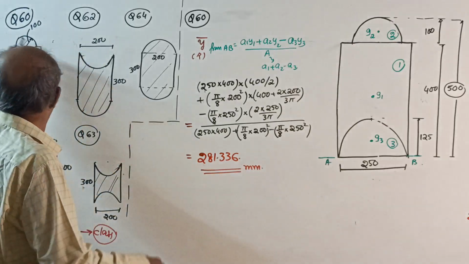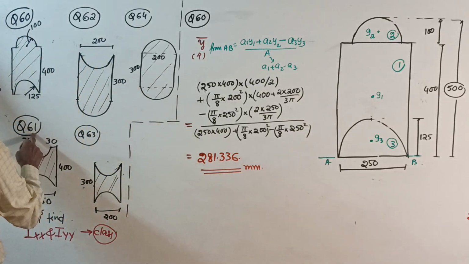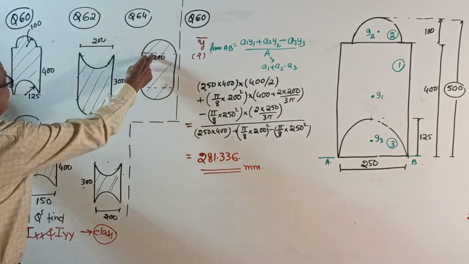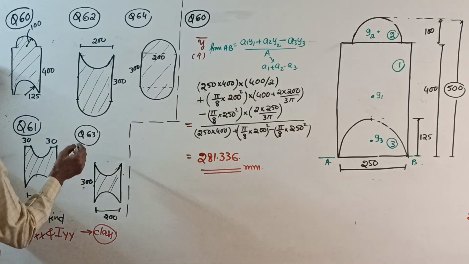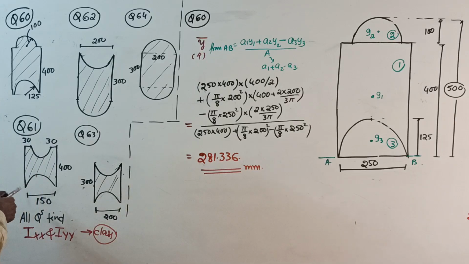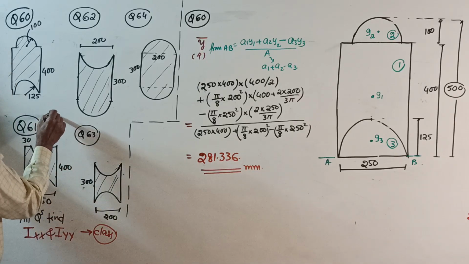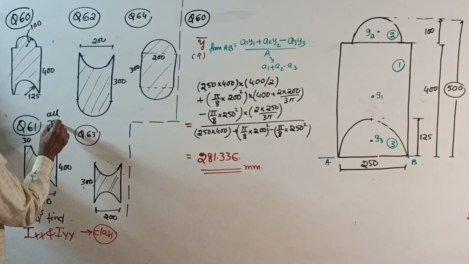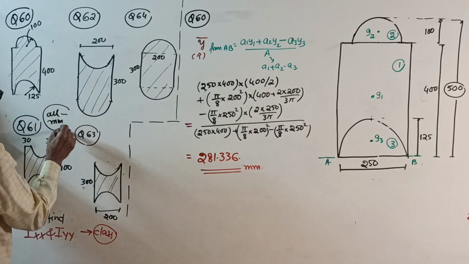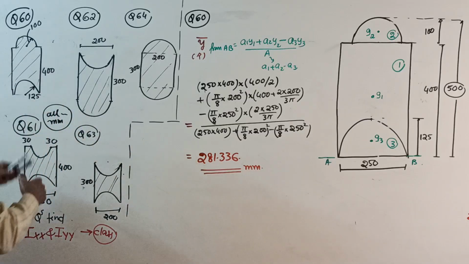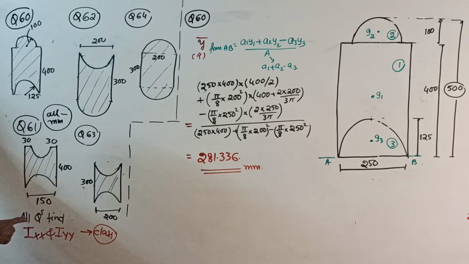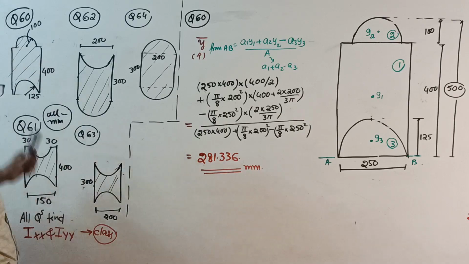Now, see, questions 60, 61, 62, 63, 64. I forgot to write: all dimensions are in millimeter, understood. Somewhere right here, all dimensions in millimeter. Okay, I won't repeat again and again. Then, for all questions, find Ixx and Iyy.